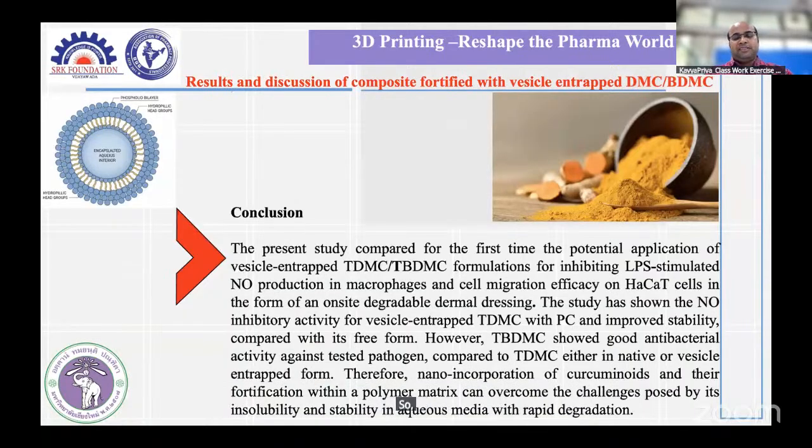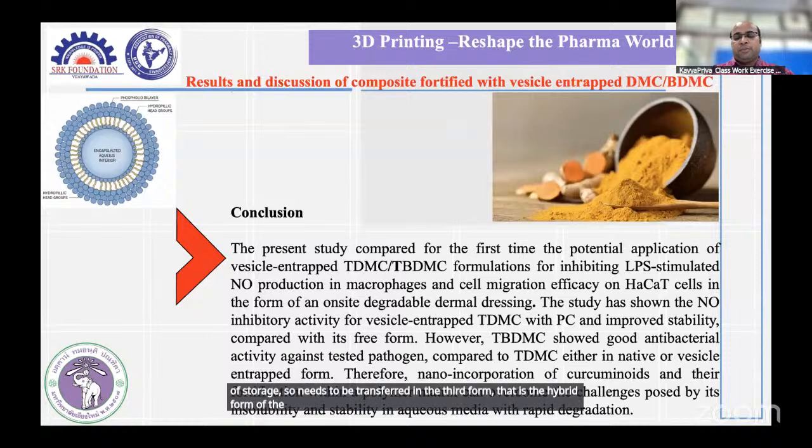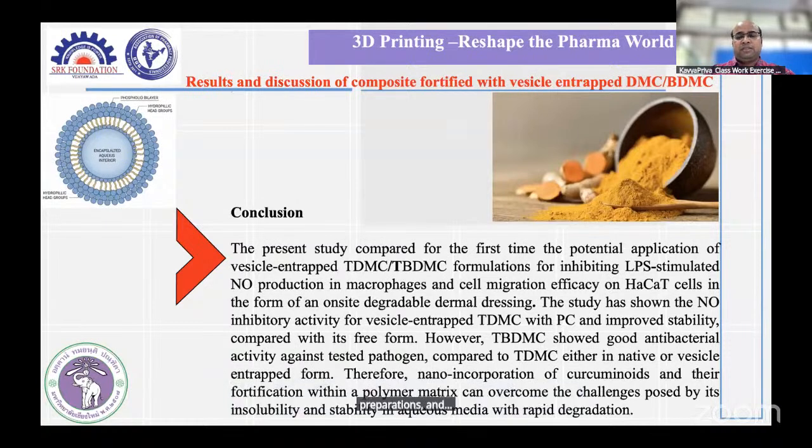So these studies conclude that these preparations in the form of vesicles show instability after some specific time of storage, so they need to be transferred to a third form, that is the hybrid form of the preparations. And this 3D printing technology is showing efficacy in this form, and we can improve the preparation stability by using this technology of 3D printing.